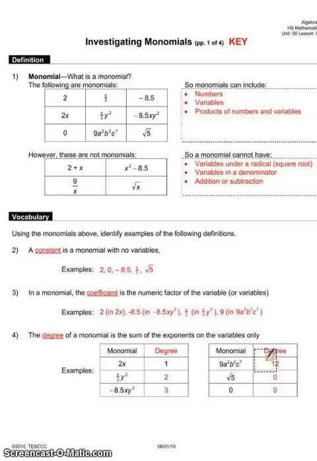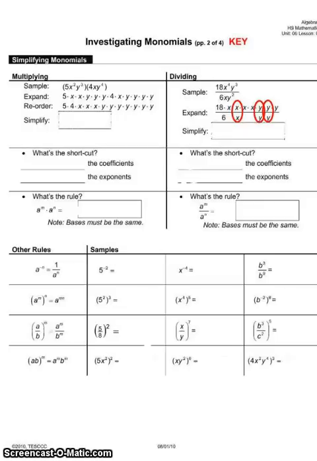Okay, let's go to the next page. So now we're going to look at how we simplify monomials. Now, in looking at multiplying, the easiest thing to do, guys, is to write it out. 5x squared means I have 2 x's. So I have 2 x's here, and 3 y's. So it's easy to just write them out. 4x y to the fourth means I have 1 x, but I have 4 y's.